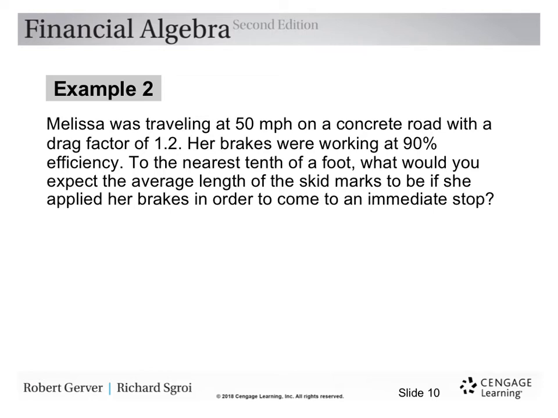All right, let's look at another example. Melissa was traveling at 50 miles per hour on a concrete road, okay? There we know her speed, and we know it's a concrete road with a drag factor of 1.2. Her brakes were working at 90% efficiency. To the nearest tenth of a foot, what would you expect the average length of the skid marks to be if she applied her brakes in order to come to an immediate stop? Now, this would be important if you wanted to see, would she hit something if it was a certain distance away? So let's see.